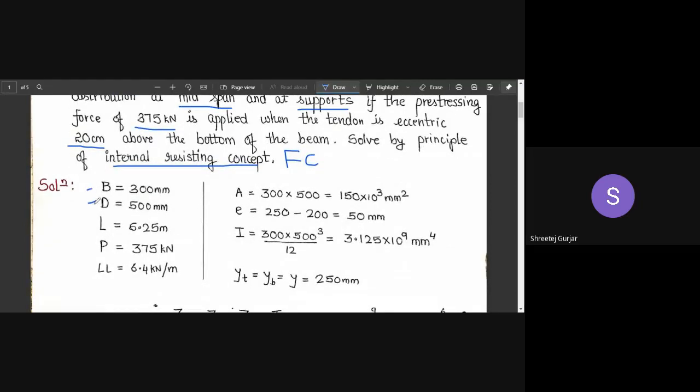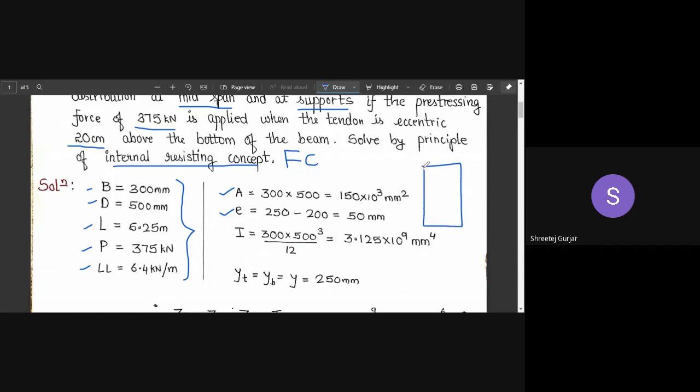B, D, then span, then the pre-stressing force, and then the live load. All these things are given in your question. Also your eccentricity from the bottom of your beam is given. So we can calculate cross-section area A, and then we can calculate eccentricity e. From the bottom of the beam, they have given 20 centimeter.